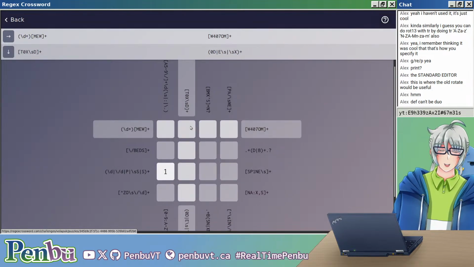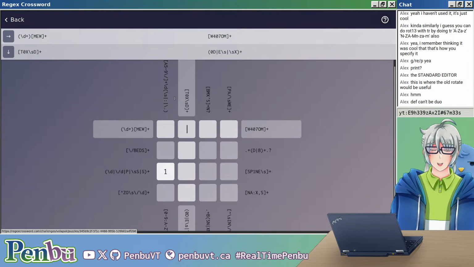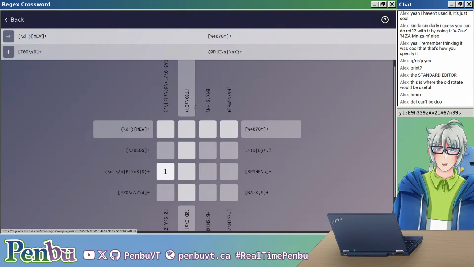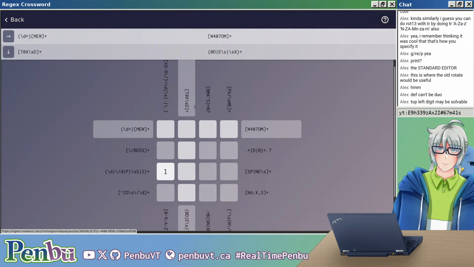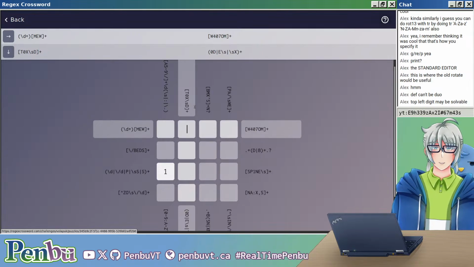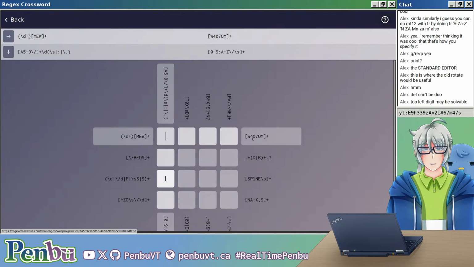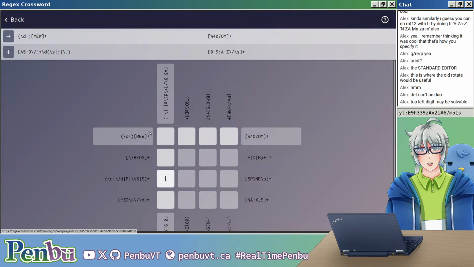Again, that's where the rotate function would be nice, because there's this old meme floating around on YouTube where this guy looks at some anime subtitles. The top left digit may be solvable. This is 4, 0, or 7. And this is 5 to 9. The only thing that's in there is a 7. Okay, good.